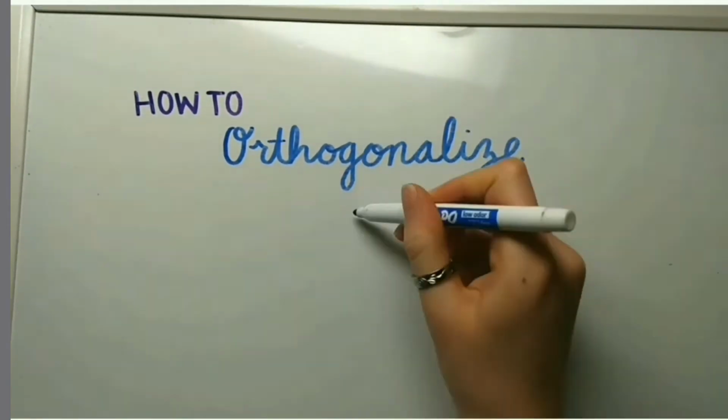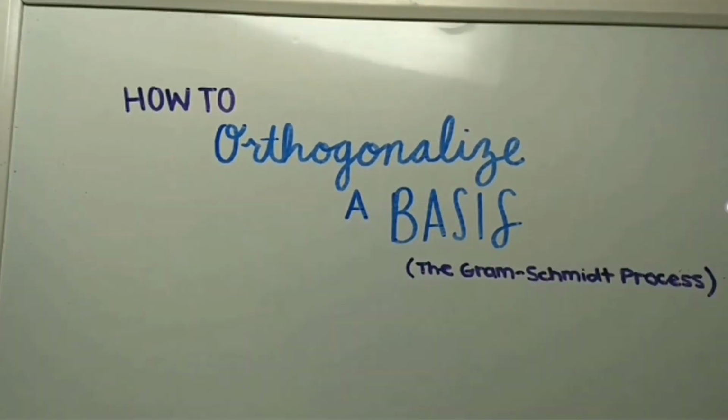How to orthogonalize a basis using the Gram-Schmidt process. The process of orthogonalizing a basis revolutionized the field of linear algebra because it allowed complex systems to be simplified in a way that allowed mathematicians to discover more properties and relationships within linear systems.